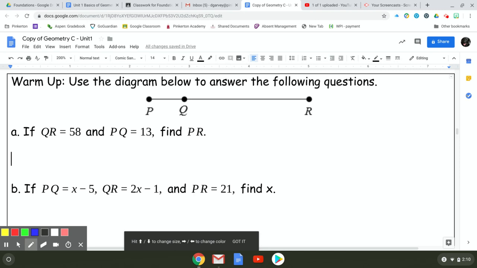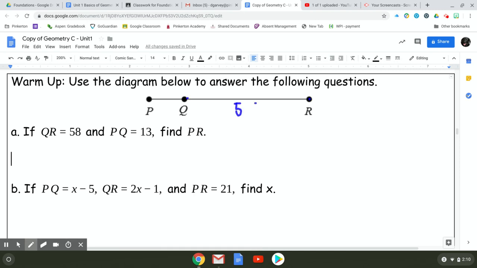All right, how did you do on it? So this uses segment addition. It says if QR, so this segment from here over to here, equals 58, so I'm going to put 58 right here on that segment, and PQ is 13, so I'm going to put that right underneath PQ, and it wants us to find the length of PR, which is the whole thing.